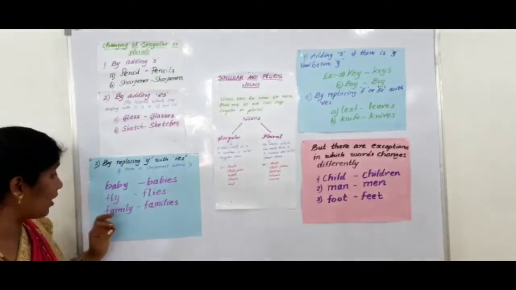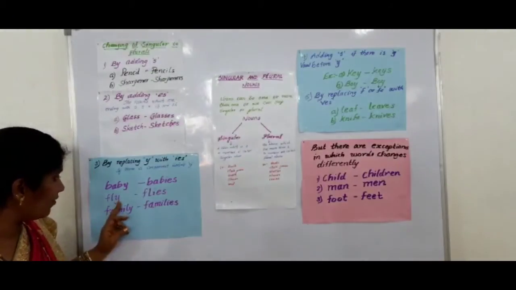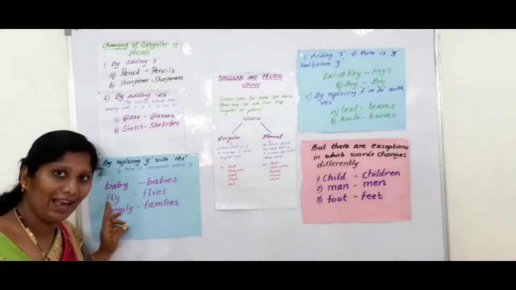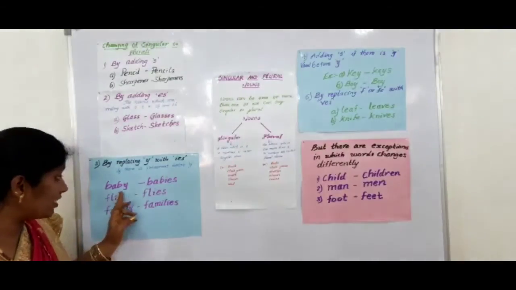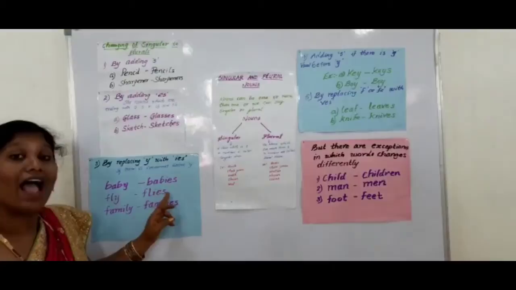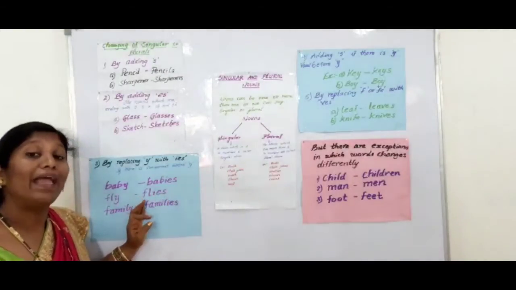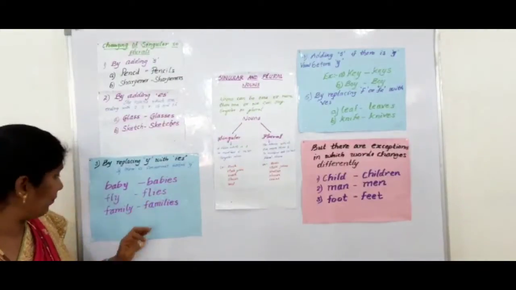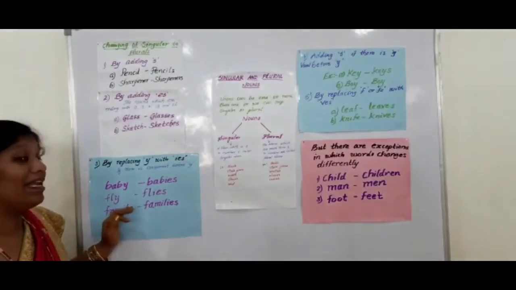Here also you can observe one thing. Before Y, there is a consonant L. Okay, so you have to remove this Y and you have to add IES. That means you are making a replacement. Okay, next one is family.